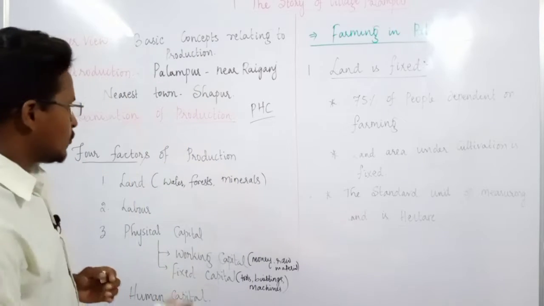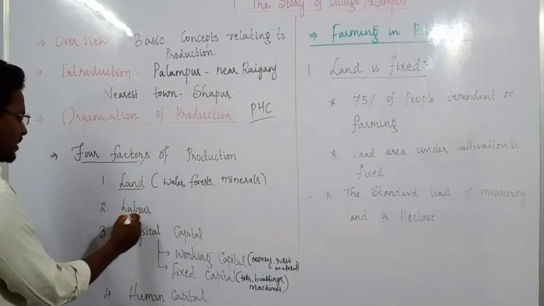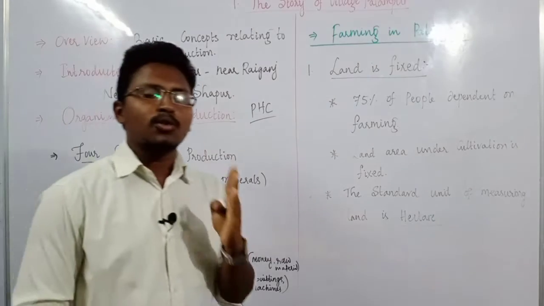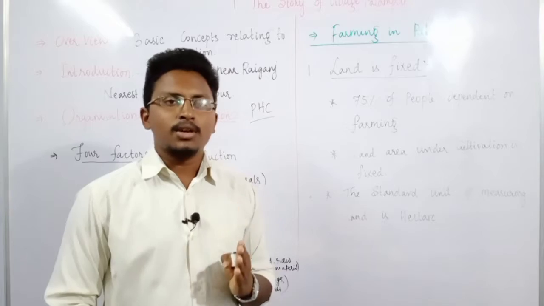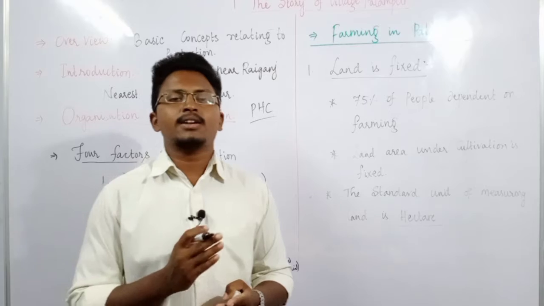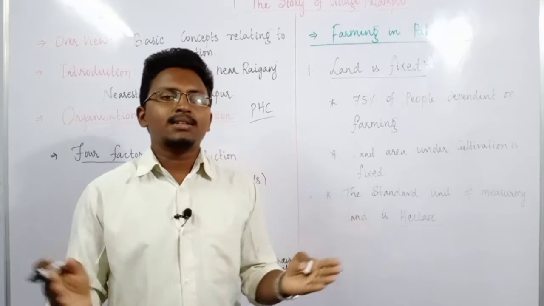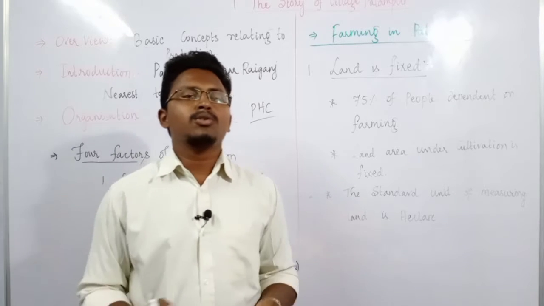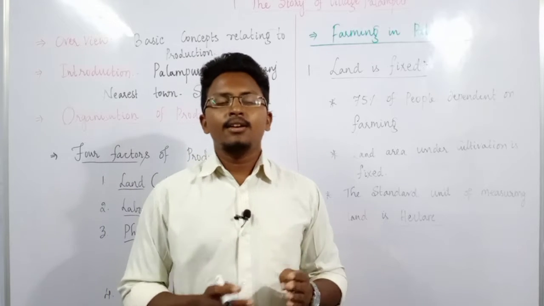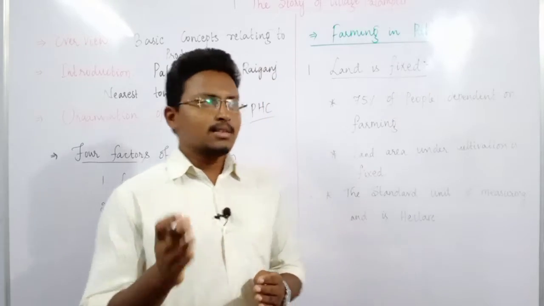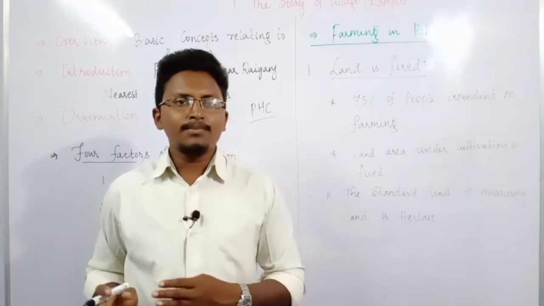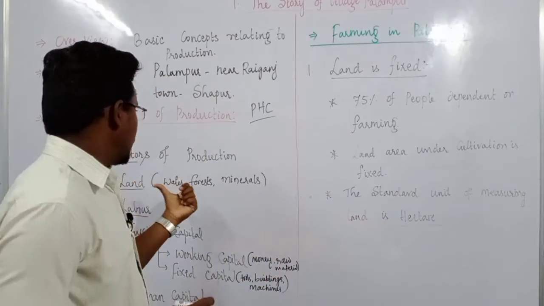Then what are these 4 factors? One is land, labor, physical capital, as well as human capital. These are the 4 very important factors of production. So first, land is a very important factor of production. Without land, you cannot start any production process, you may not be able to do any production. And is only land required? No. Other than land, we also require some other natural resources such as forests, water, as well as some minerals. But among them, the very important one is land.